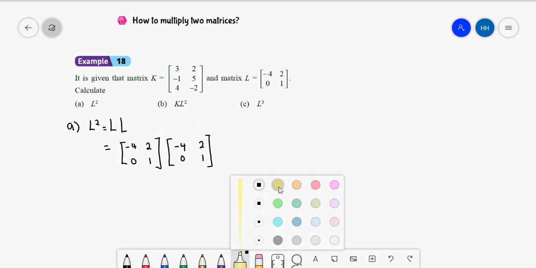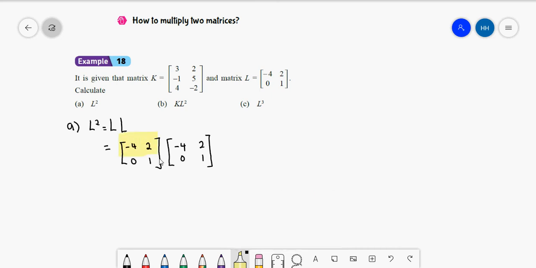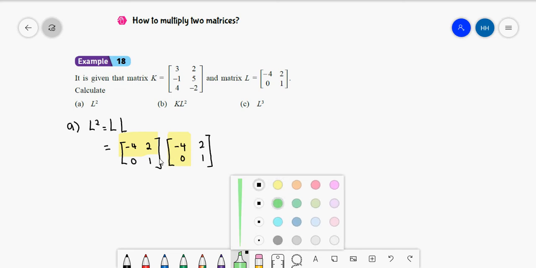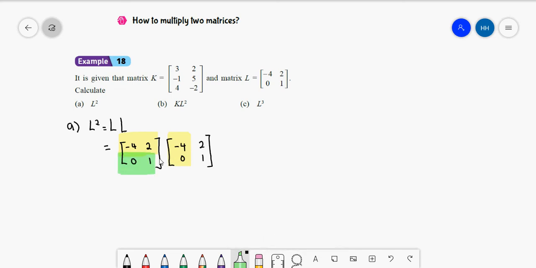So please remember, you need to make sure that for the first matrix you divide it by row, and for the second matrix you divide it by column. Okay, so that you can see, and then solve the multiplication.